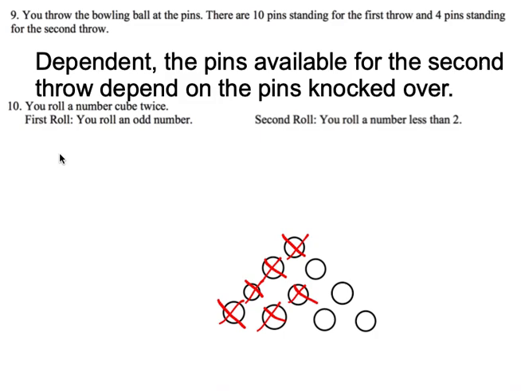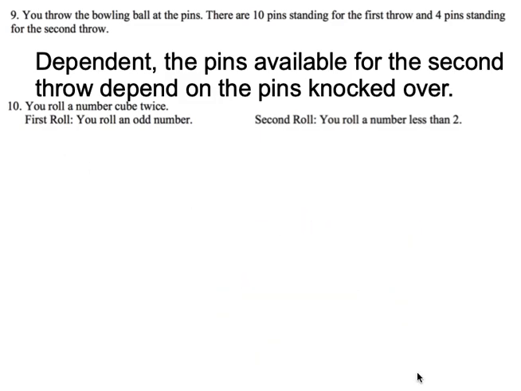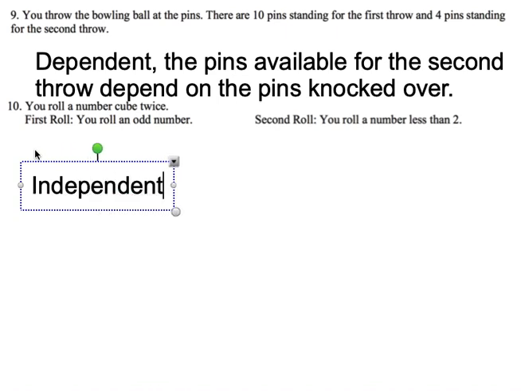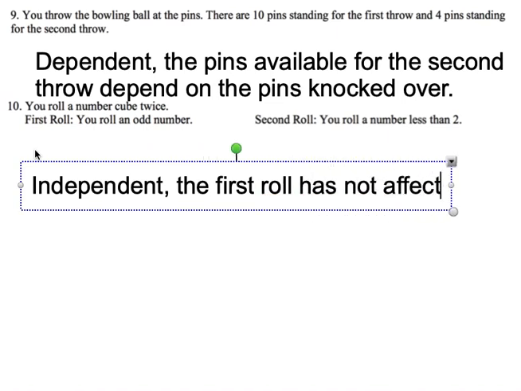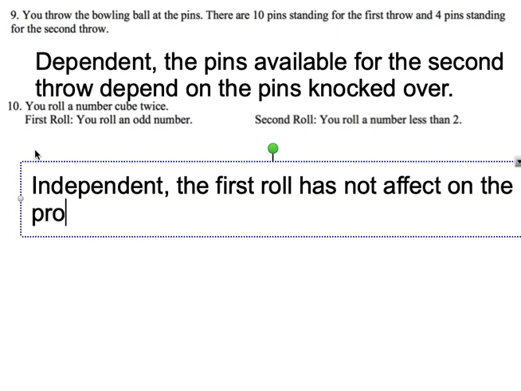Okay, number 10. You roll a number cube twice. First you get an odd number and then you get a number less than 2. Okay, it's the same number cube, but what you get the first time does not have an effect on what can happen the second time, so it's independent. The first roll has no effect on the probabilities of the second roll.